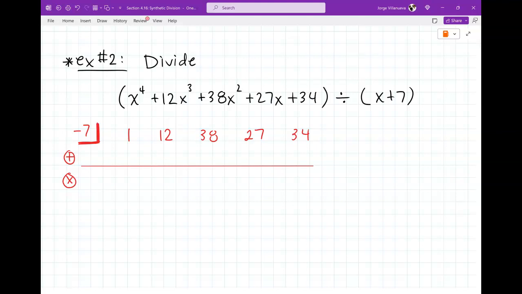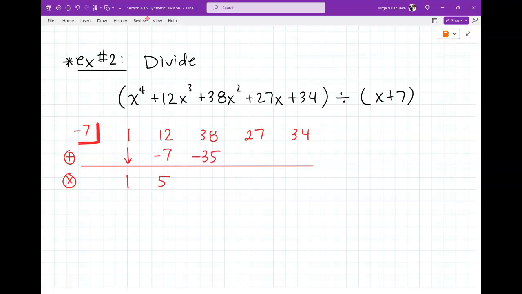First step is to do what? Yeah, drop your first coefficient. So there we go. Remember, every number on the bottom gets multiplied. So -7 times 1, -7. I write my answer up on top. Then I add. What's 12 plus -7? Or 12 minus 7? It's 5, right? All right, now let's multiply. 5 times -7?